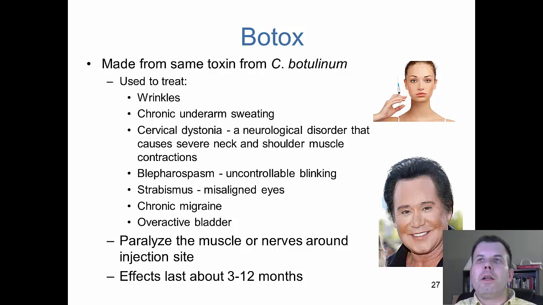Okay. Now, like I said, the botulinum is the Botox, and this is used to treat a lot of different things. Like wrinkles, it can be used for chronic underarm sweating, cervical dystonia, which causes severe neck and shoulder muscle contractions, blepharospasm, which is uncontrollable blinking, strabismus, which is misaligned eyes, chronic migraine, overactive bladder. Lots of different treatments because you want to paralyze these different things. So think of anything you want to paralyze. That's the type of reaction.